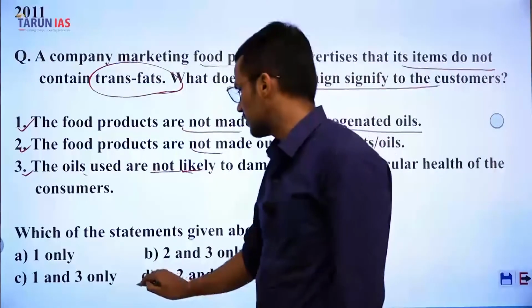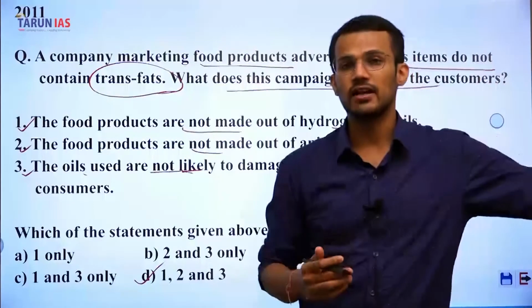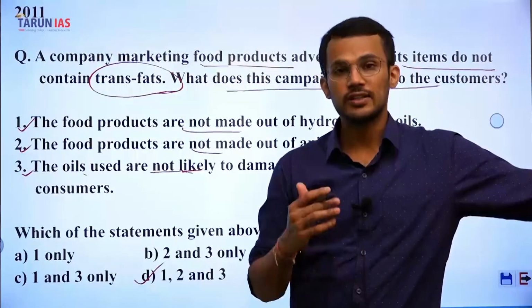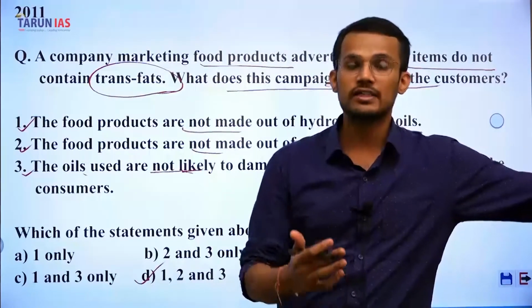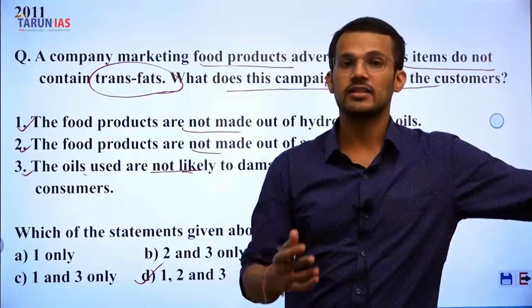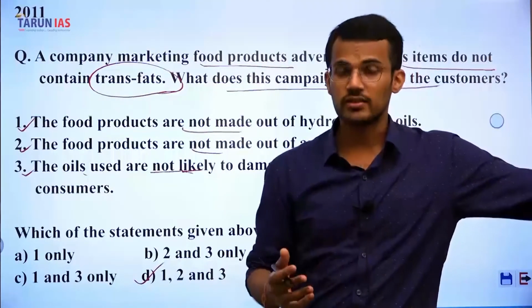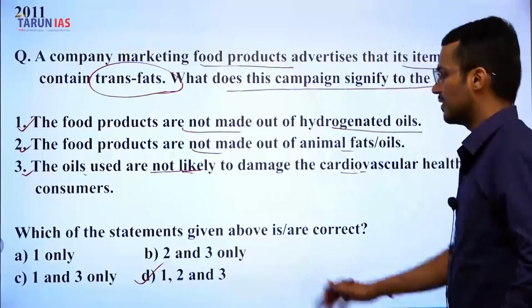So the answer is D, 1, 2, 3, right? So in a nutshell, we can say that trans fats are the fats which are obtained from animal sources or industrial sources, and they are considered an important reason for cardiovascular diseases. So the answer is D.